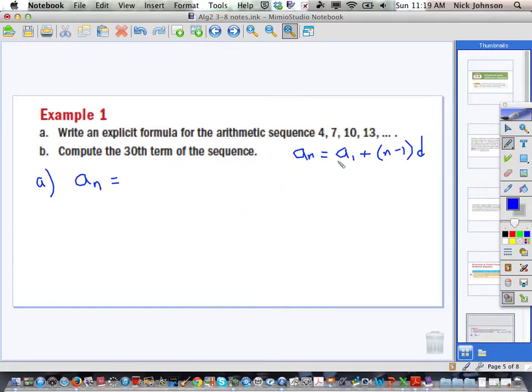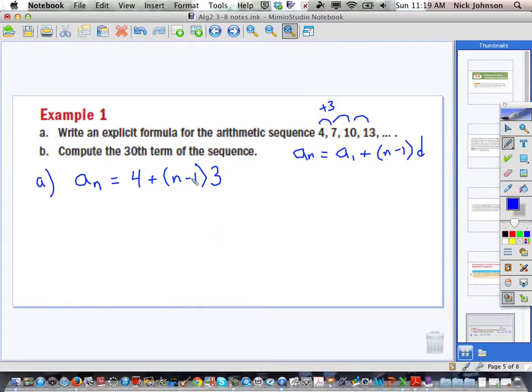So my first term is 4, plus n minus 1 times my common difference. What's my common difference? These go from 4 to 7, 7 to 10, 10 to 13, so they go up by 3. So my common difference is 3.